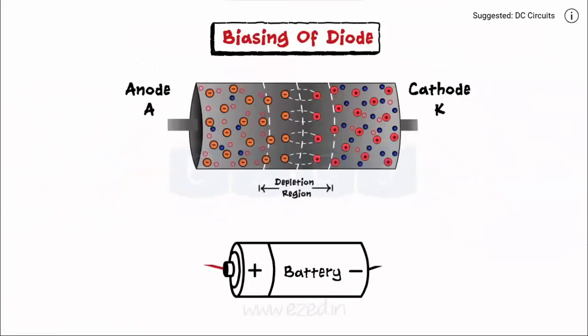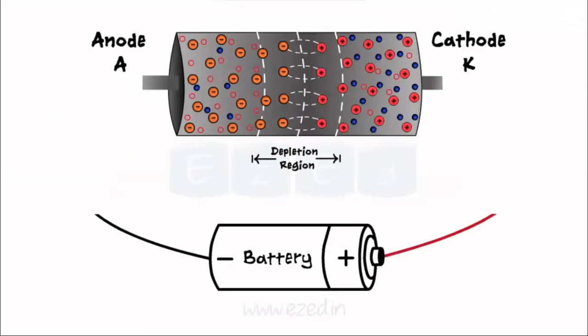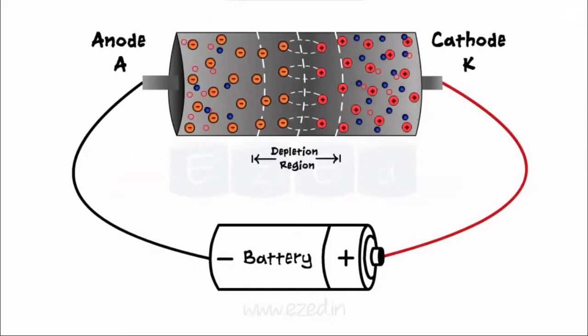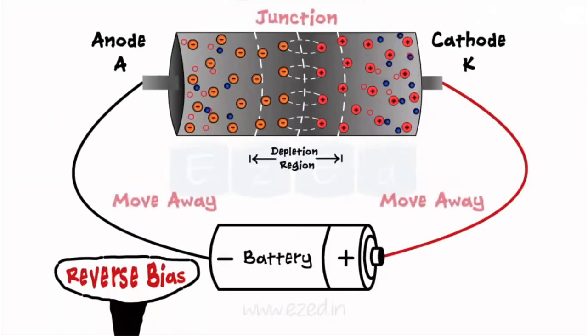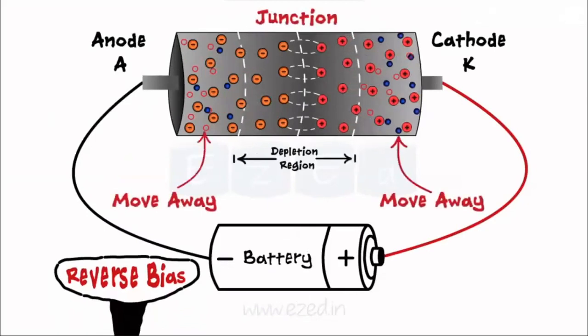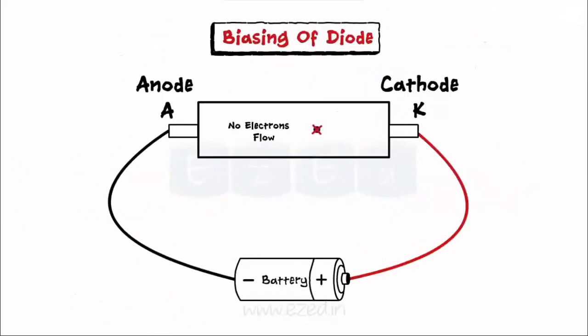In the second case, we apply the battery in reverse direction. That is, we apply positive of the battery to cathode and negative of the battery to anode. As a result, holes are pulled towards the negative of the battery, and electrons from N side are pulled towards positive of the battery. Thus, holes and electrons move away from the junction, which leads to an increase in the depletion region width. No current flows through the diode. This mode is called reverse bias mode.